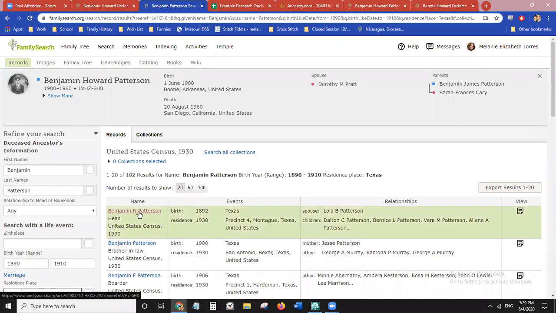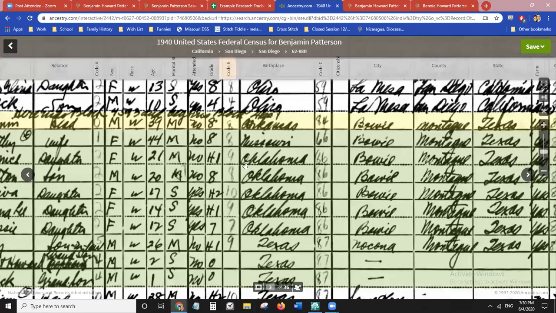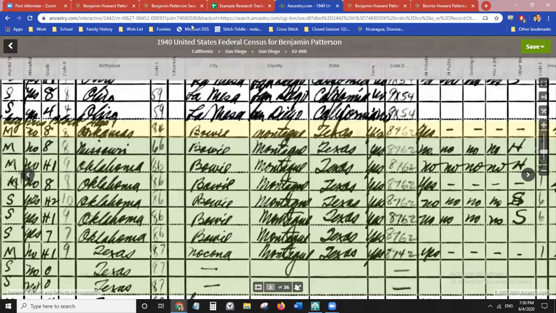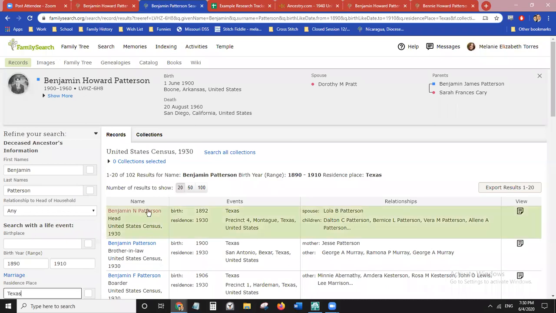So now we have a Benjamin N. Patterson. Now N could have been misindexed. It could be an H for Howard. It says he was born in 1892 in Texas, and he's living in Montague, Texas. That's a good sign because he was living in Bowie, Montague, Texas in 1935. Lola, now I don't know who Lola is. It could be Dorothy, but maybe a nickname or something.